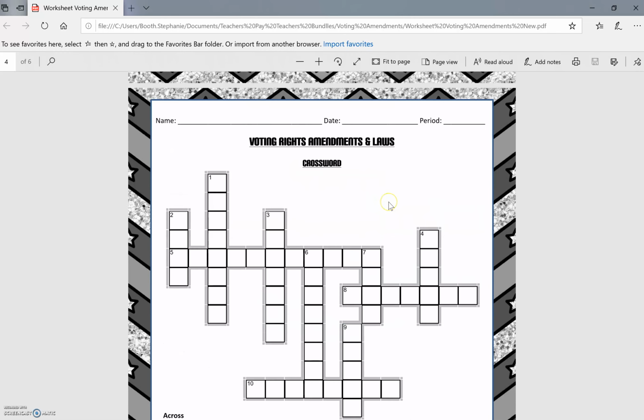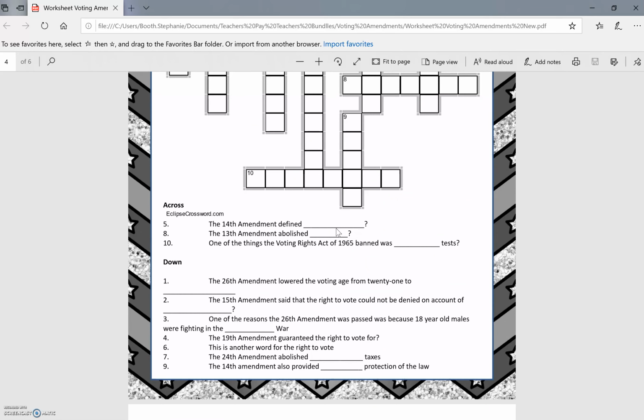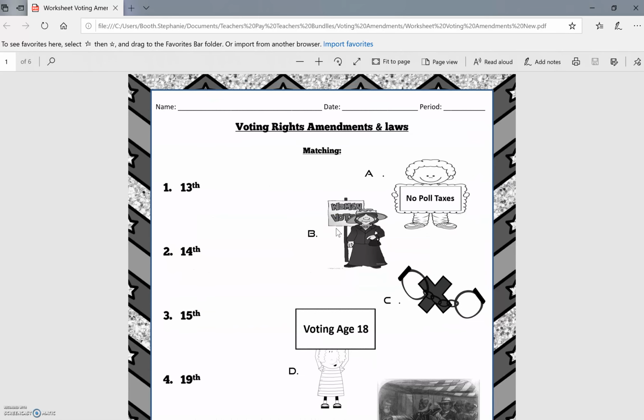And then right here should be your third worksheet, the crossword. It's got good information there. So this is what you're working on while I do this video. So just fill it in. And hopefully at the end, we'll go through the answers if we have time.